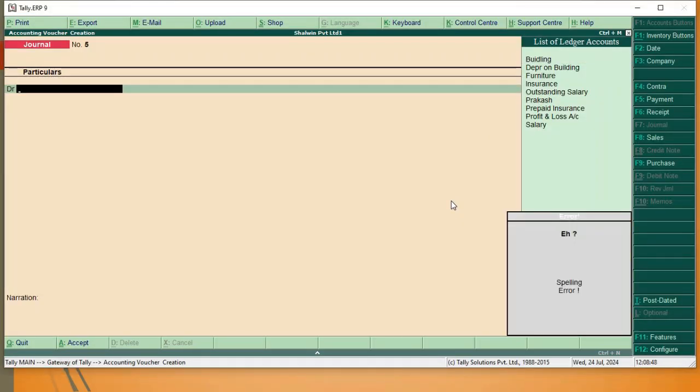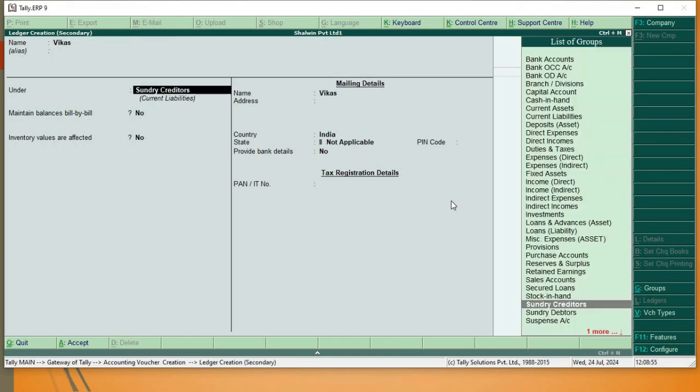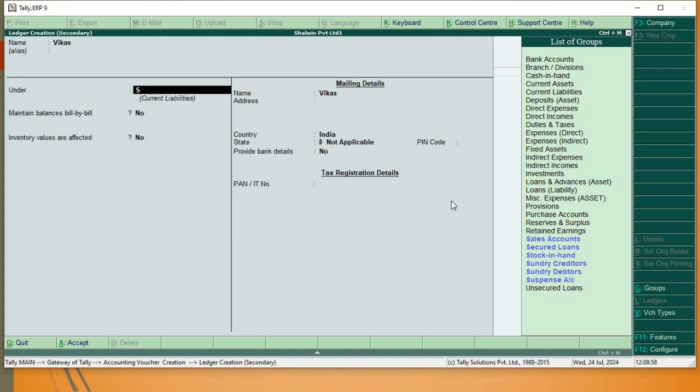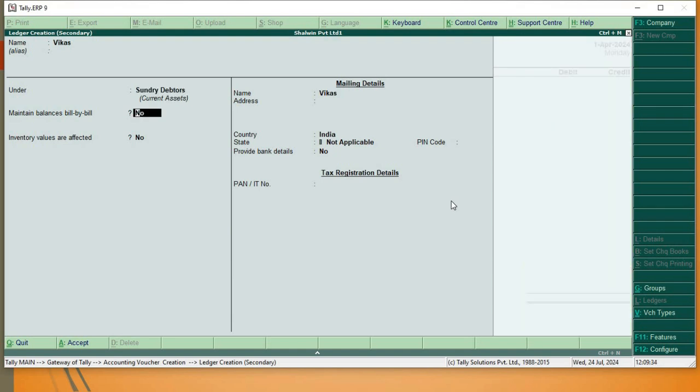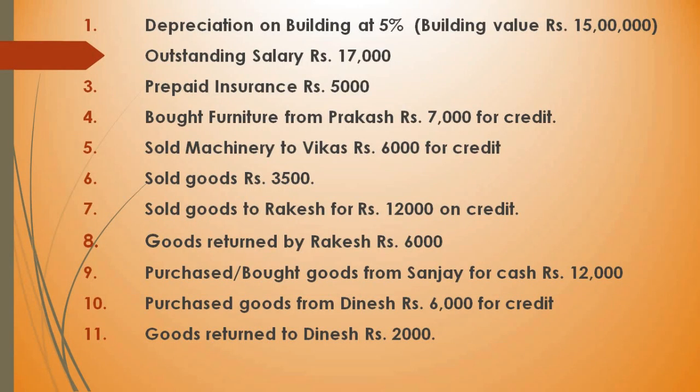So debit side we have, Alt C, creating Vikas under sundry debtors. The person to whom you're selling is called a sundry debtor. So a debtor is a person who has to give money to the business. Because we have sold the goods, he has to pay money to us. So he is called a sundry debtor. So what is the amount? It is 6,000.